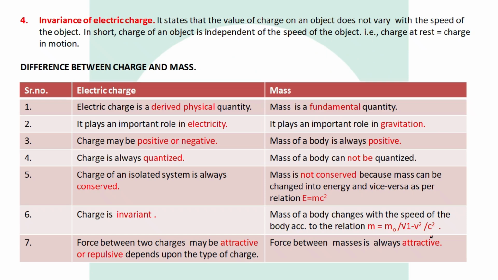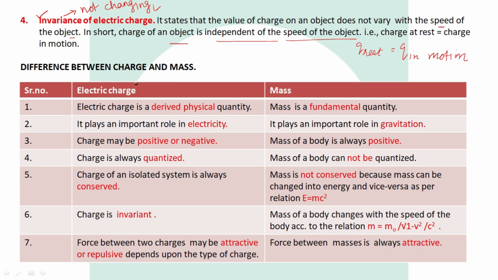Then the fourth property is invariance of electric charge. Invariance means not changing. So it states that the value of charge on an object does not vary with the speed of the object. Means whether the object is at rest or in motion, that does not affect the value of electric charge. It means the charge of an object is independent of the speed of the object. That is, charge at rest is equal to charge in motion. So these were the four properties of electric charge.